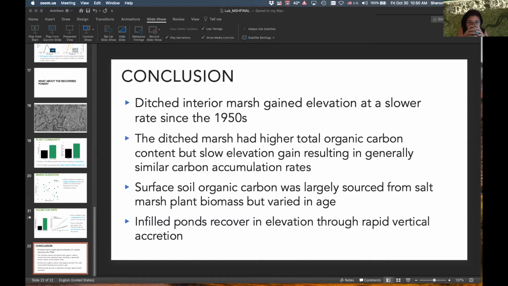I'll take the next question from Jennifer. While the ditched and unditched marshes seem to come to similar carbon accumulation rates, how does loss of carbon through increased erosion along those ditches contribute to carbon storage rates? Yeah, that's a really good point. We were only able to use that transect closest to the tidal creek in the marsh interior. So that definitely is something that we're going to be incorporating: the amount of carbon that we're losing by removing the sediment in these ditches.